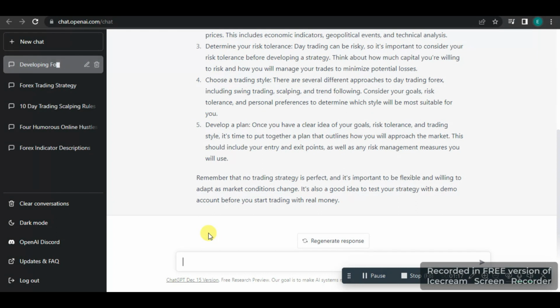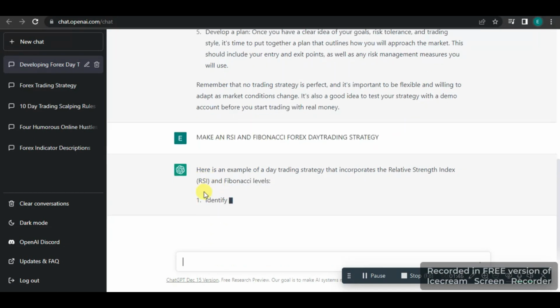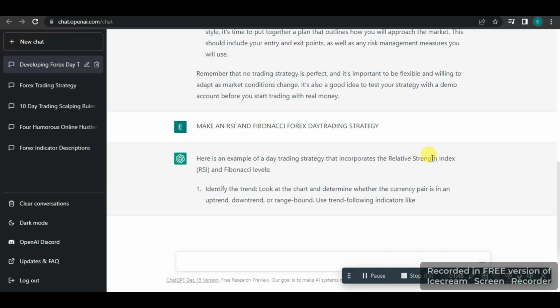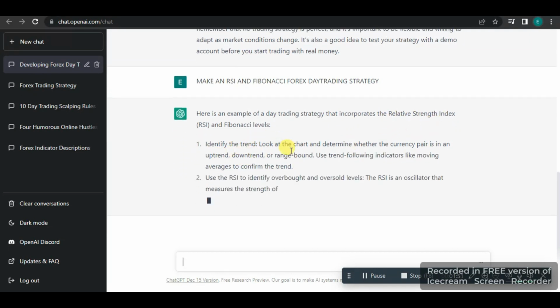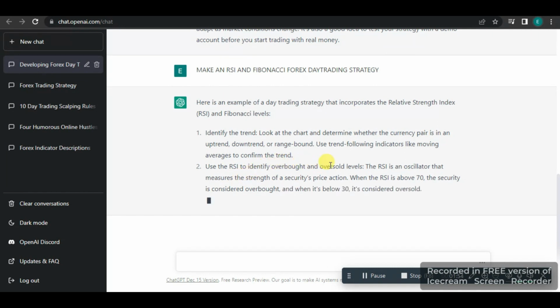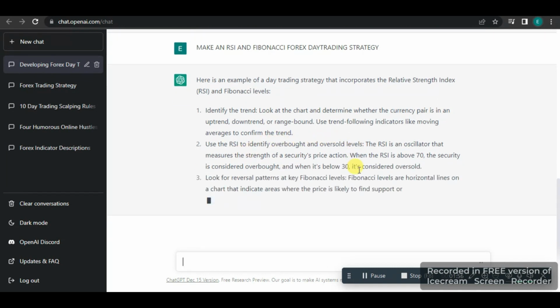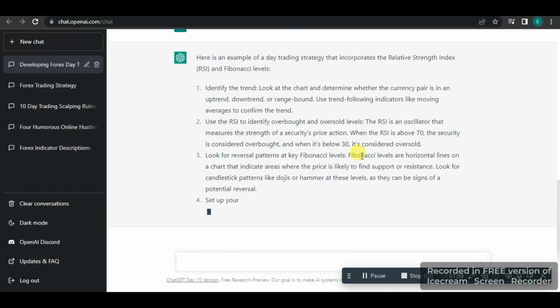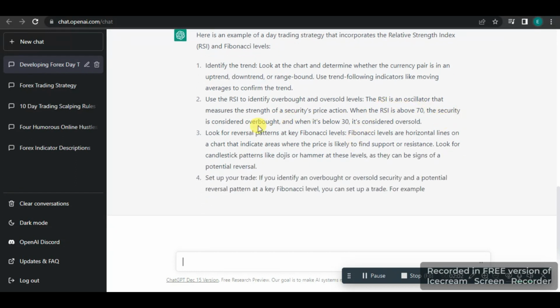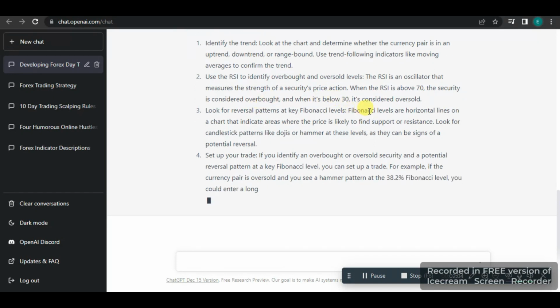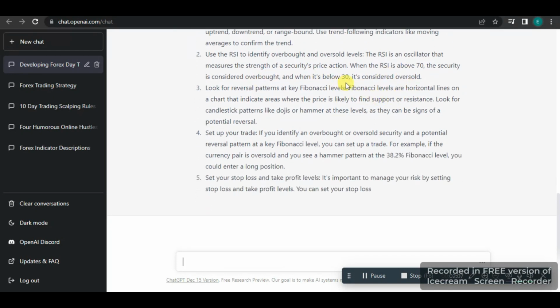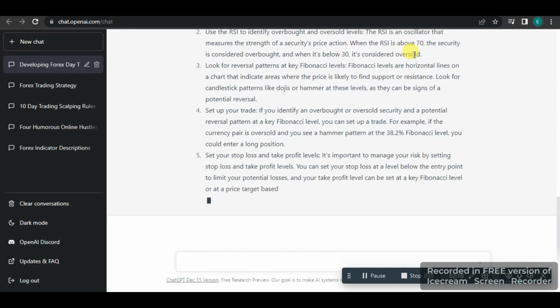All right, so this time I'll be more specific. I'll say, okay, make an RSI and Fibonacci Forex day trading strategy. All right, so what it's saying now is, here's an example of a day trading strategy that incorporates the relative strength index and Fibonacci levels. Number one, identify the trend. Use RSI to identify overbought and oversold. So guys, take note, we'll be using RSI to identify overbought and oversold. When RSI is above 70, the security is considered overbought. When RSI is below 30, it's considered oversold. So when it's below 30, we'll be looking for a buy. When it's above 70, we'll be looking for a sell.